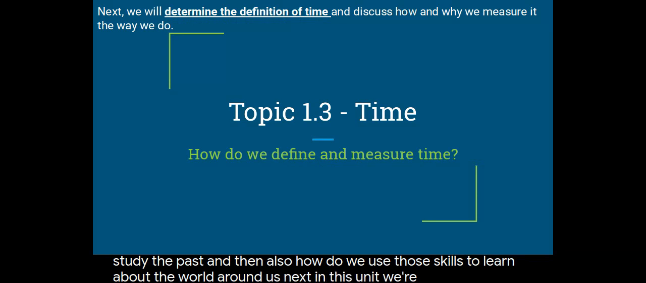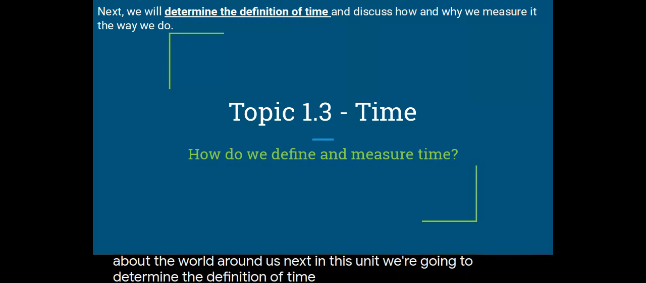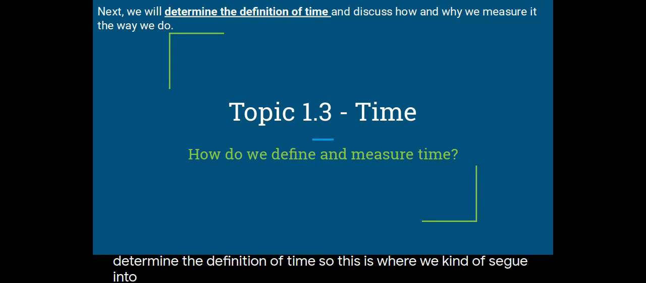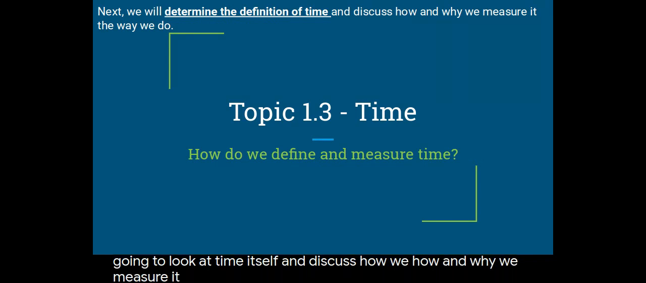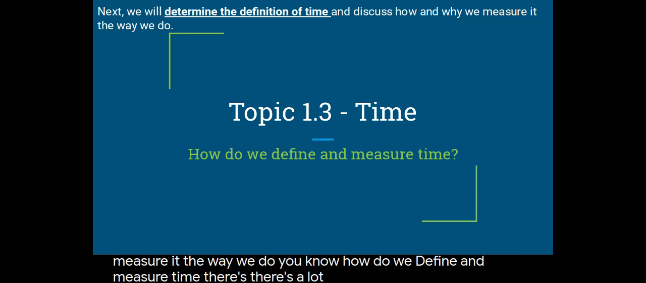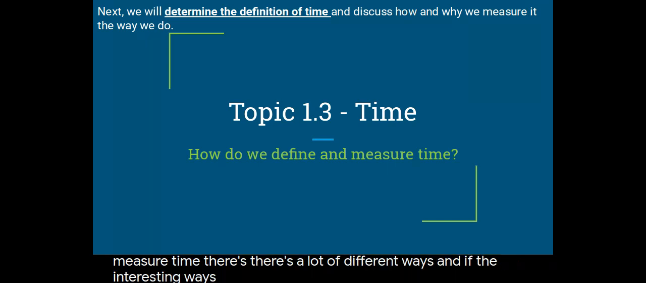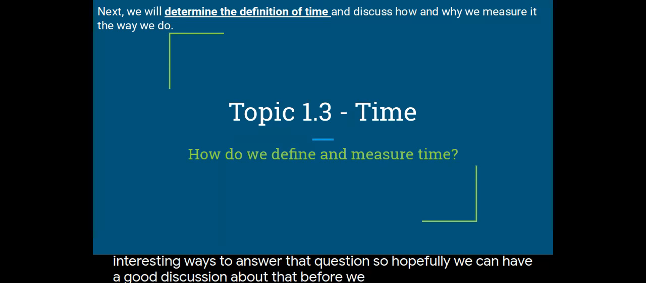Next in this unit, we're going to determine the definition of time. So this is where we segue into our more historically minded, content-driven stuff. We're going to look at time itself and discuss how and why we measure it the way we do. How do we define and measure time? There's a lot of different, nifty, interesting ways to answer that question. So hopefully we can have a good discussion about that before we start the year.